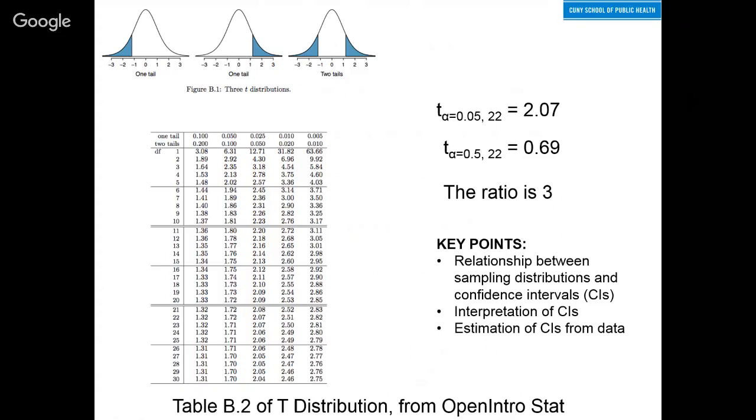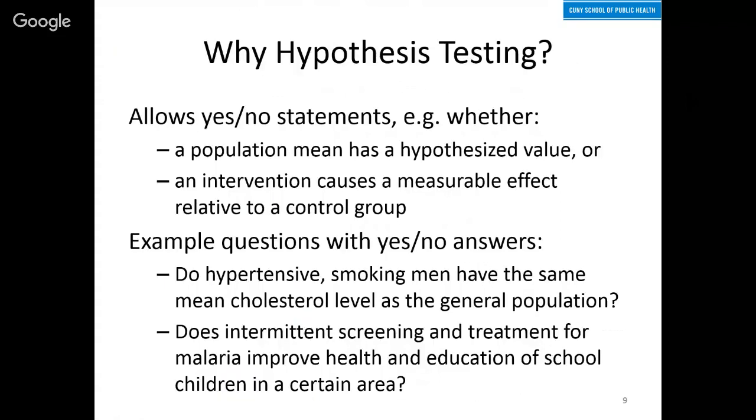All right, so the key points here are that you understand that relationship between sampling distributions and the confidence intervals, in that the confidence interval is based on the sampling distribution, and then you'd be able to estimate confidence intervals from data. With that, let's go on to hypothesis testing.